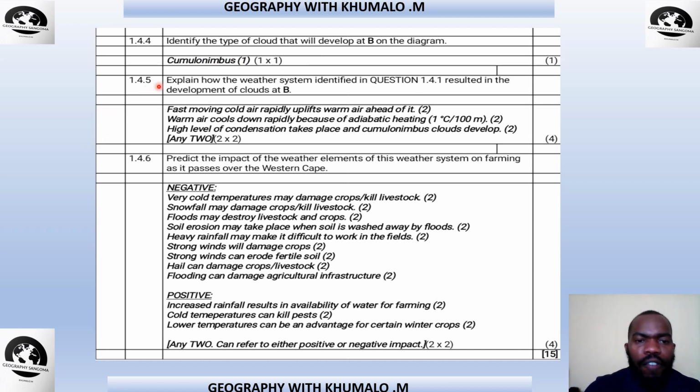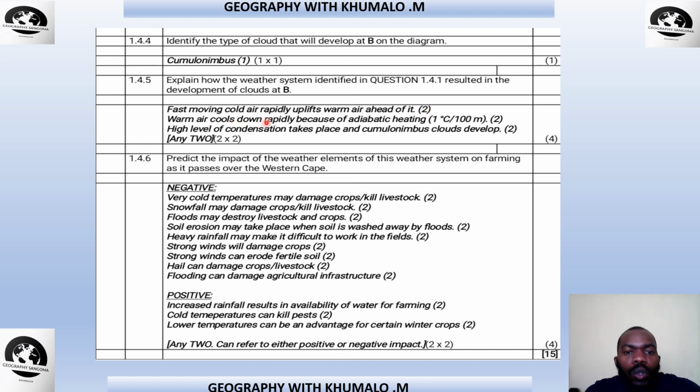Now, 1.4.5, it says, explain how the weather system identified in question 1.4.1 resulted in the development of cloud B. Now, the fast moving cold air rapidly uplifts warm air ahead of it. Remember, grade 12, I said to you in previous lessons that the cold air is faster than the warm air. So the fast moving cold air undercuts the warm air and causes the warm air to be uplifted.